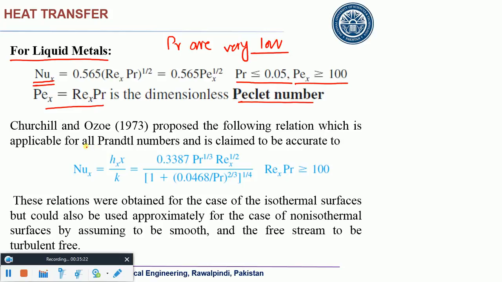People always try to expand the range of a relationship so that it is applicable to a wider range of parameters, right? So these are the scientists, Churchill and Ozo, with a very well-known relationship in heat transfer. They proposed this relationship, where they said it is applicable for anything like that. Like for example, if your fluid flow is only fulfilling this condition, you can easily use this relationship. It would give you acceptable results.